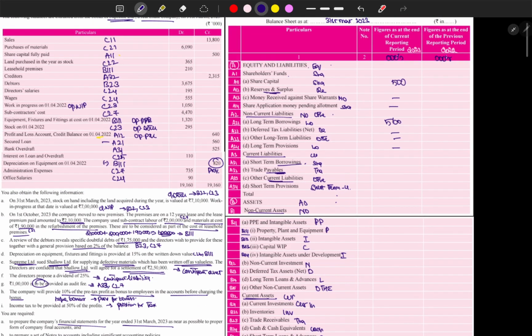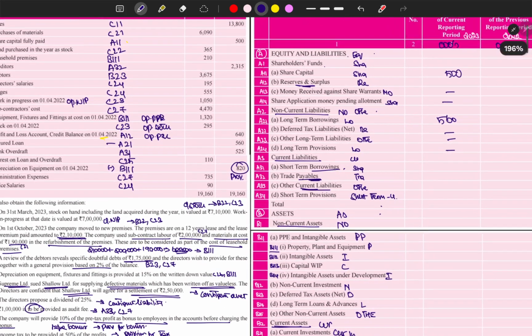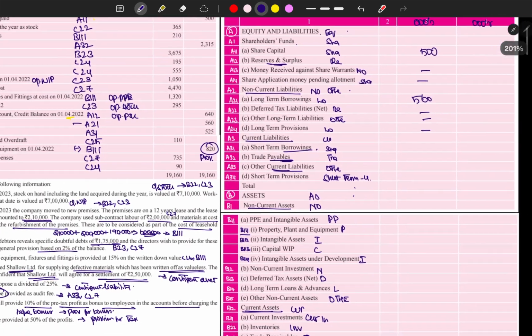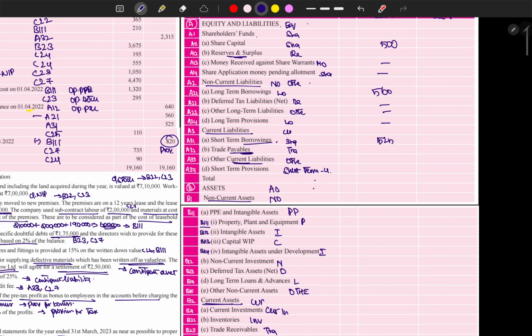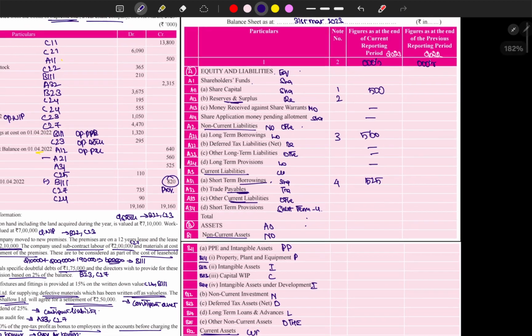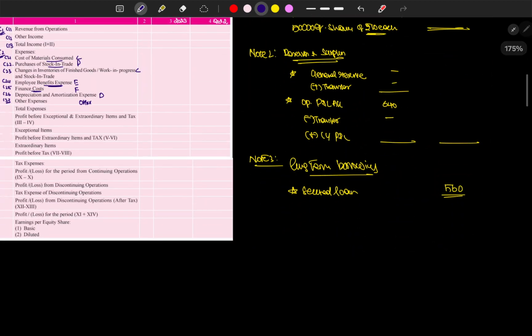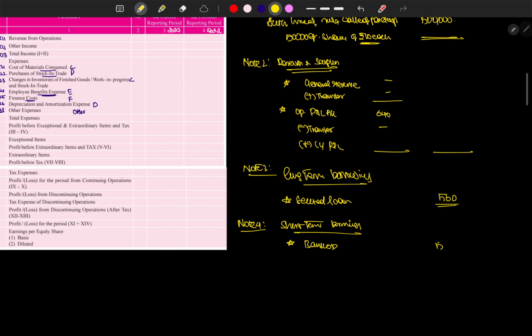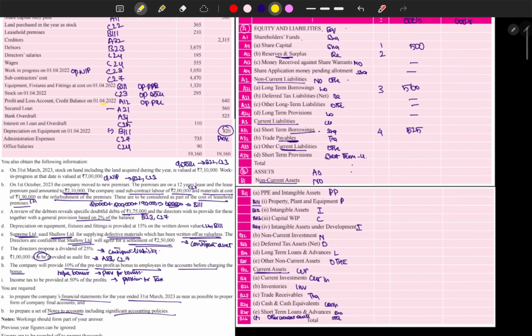Is there any A31? Yes, there is an A31, which is bank overdraft, which is 525. What's the note number for this? 1, 2, 3 and 4 for short-term borrowings. Short-term borrowings, which is bank OD. How much? 525, right? Okay, 525.